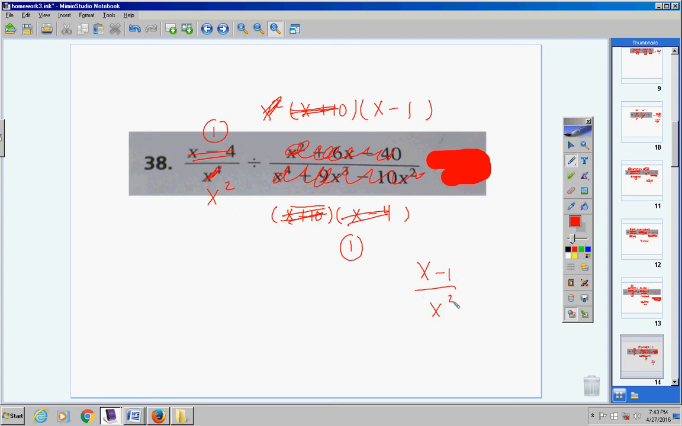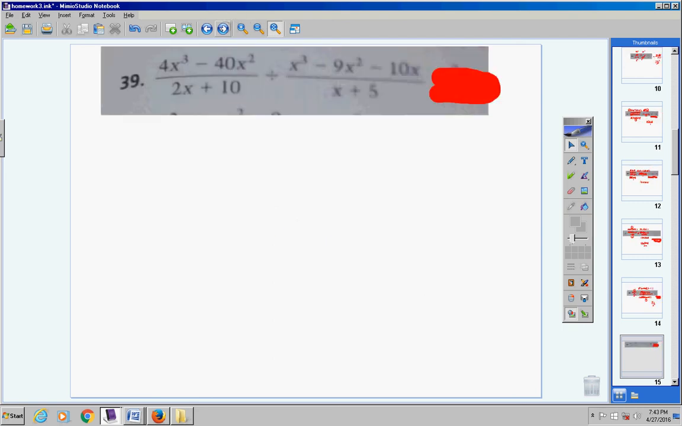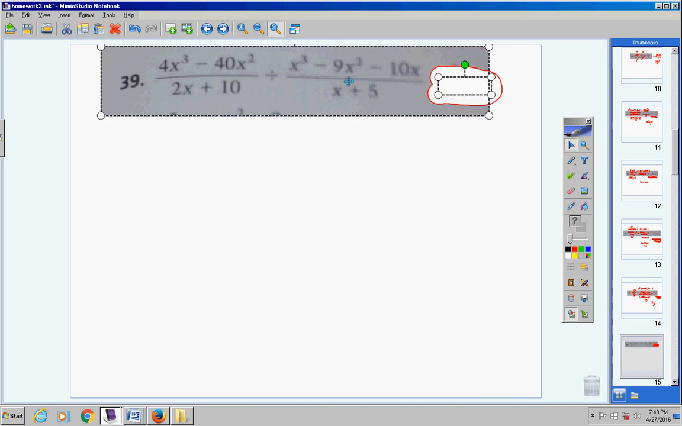That would be your answer, x negative 1 over x squared. Please do not try to reduce these two x's. This is a binomial. This is a monomial. Number 39. Okay, we're going to have to flip the second fraction again. We're dealing with division, so let's get this down here and get some room.